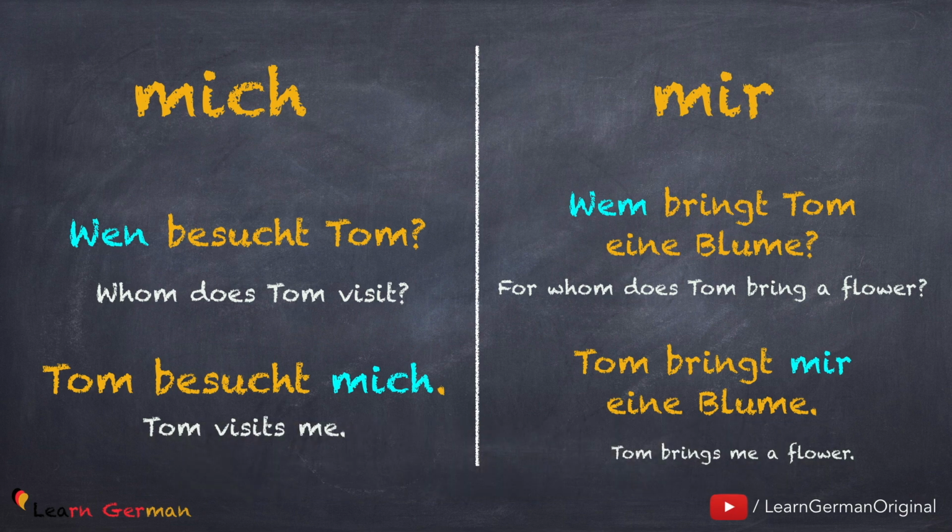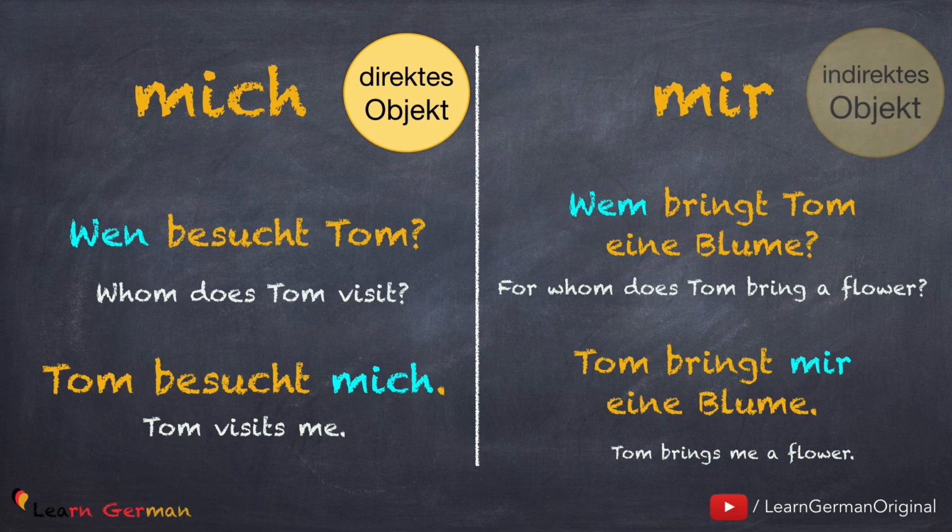So mich is basically used when the direct object is me. Tom is visiting me. Tom besucht mich. And mir is used when something is being done for me. Tom bringt mir eine Blume. So in this case, mich will be the direct object and mir will be the indirect object. So these are two common uses of the accusative and the dative pronomen.